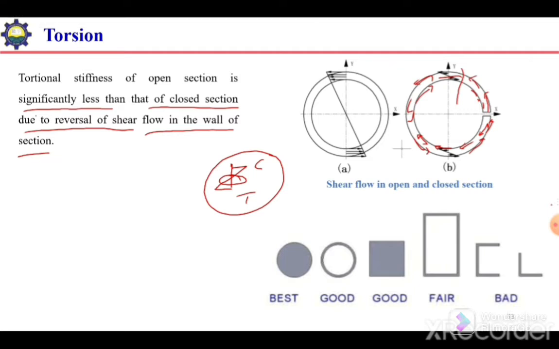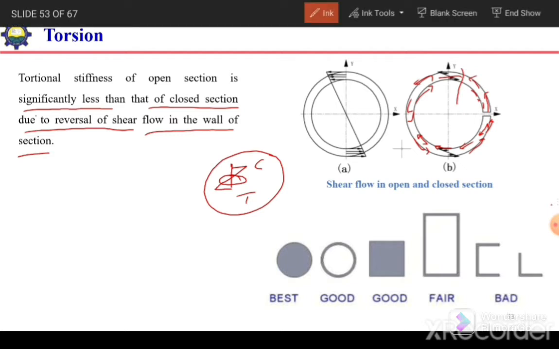But in case of a closed section, the shear flow will be like this. It will be in one direction, and at any section, if we cut a section at any point, the distribution will be like this. The full strength of the member will be utilized to resist the torsion.